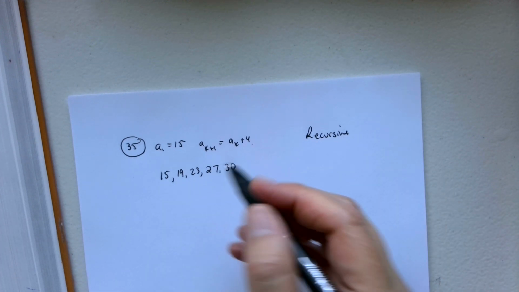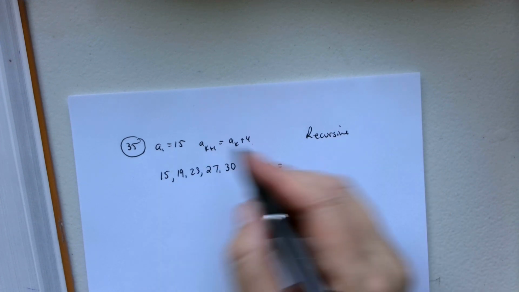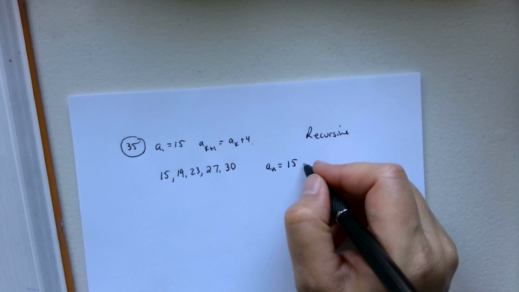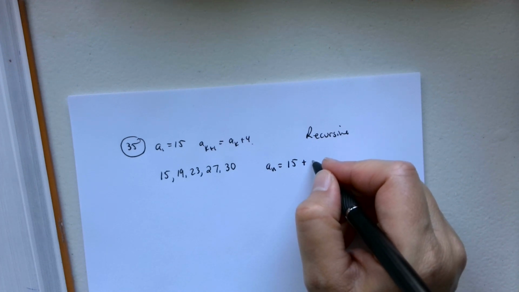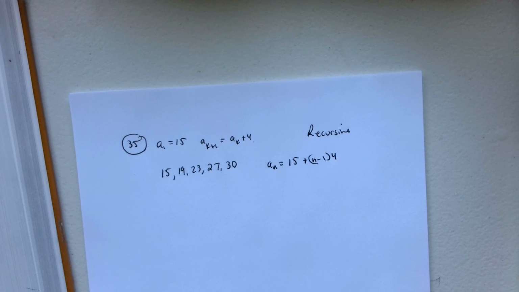Then they also want us to write an explicit formula for the nth term. And so we know the first term is 15, and we know the common difference is 4. And so then we can plug that into our formula. So just a little bit different, just kind of tying the recursive to the explicit.